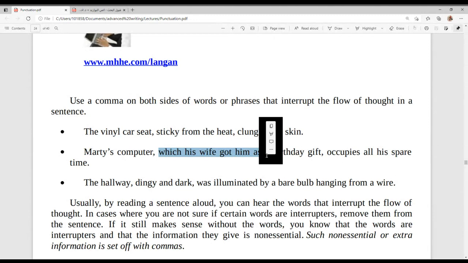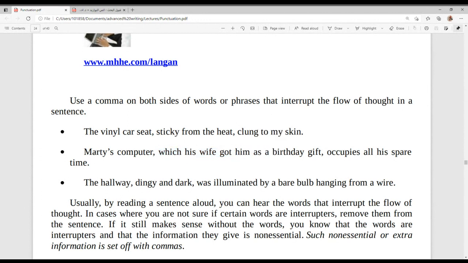Now, if we play with the information and say a woman without hair, man is nothing, now the information here is very important in the sentence and cannot be deleted.